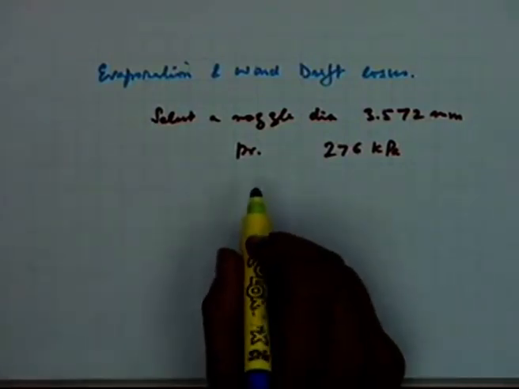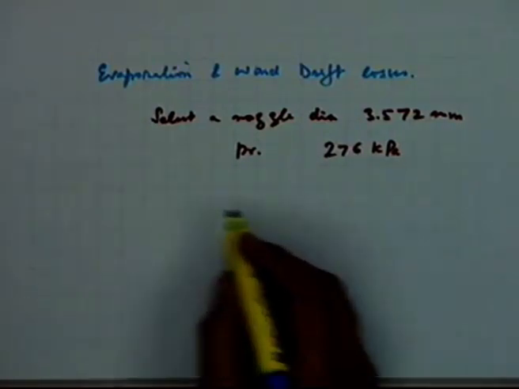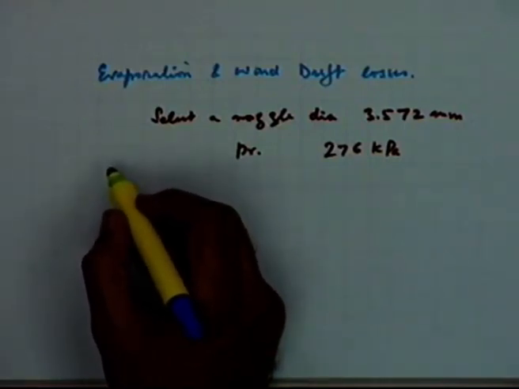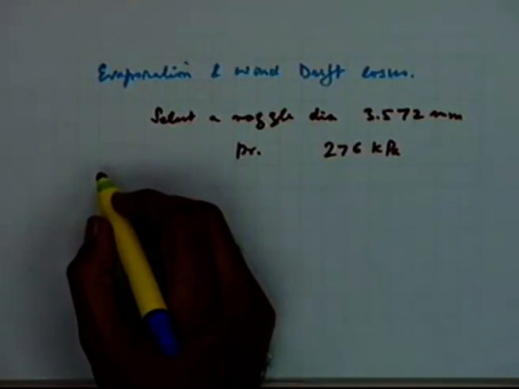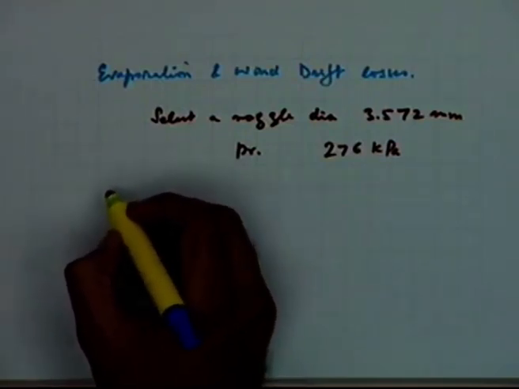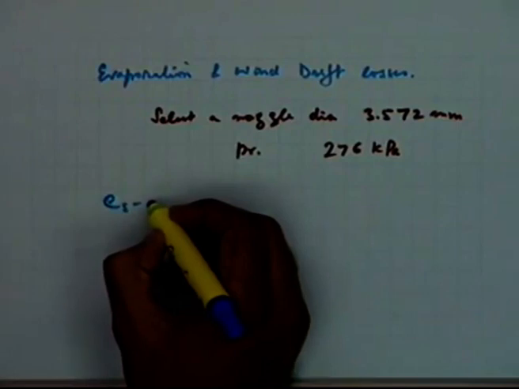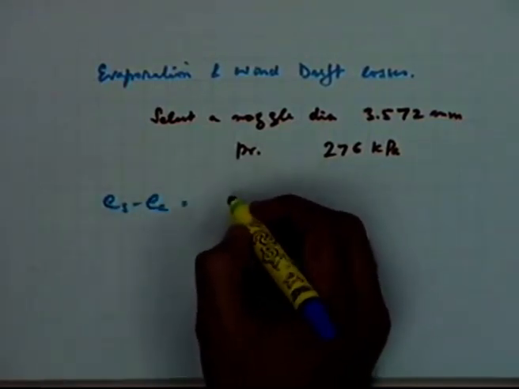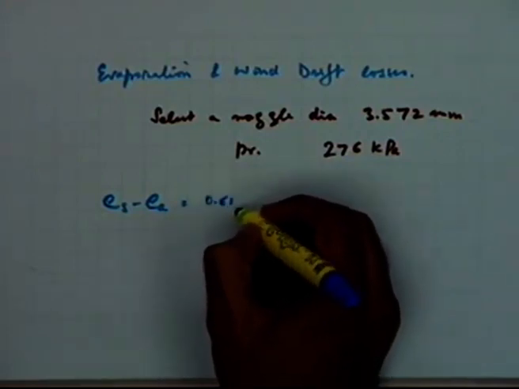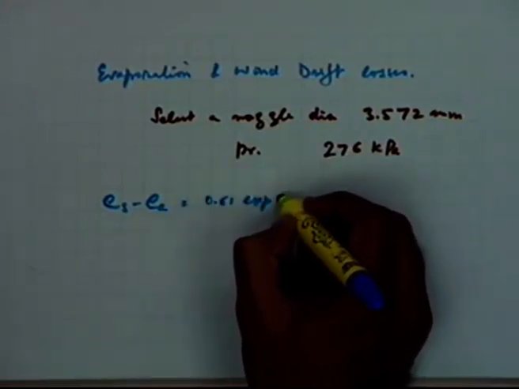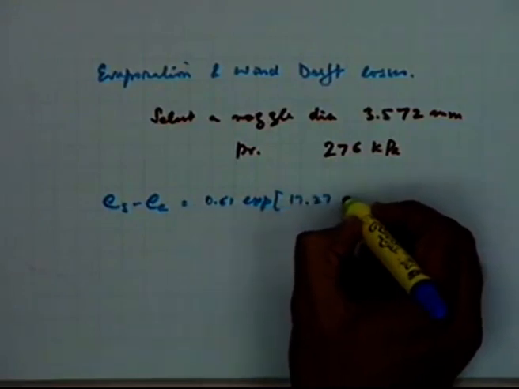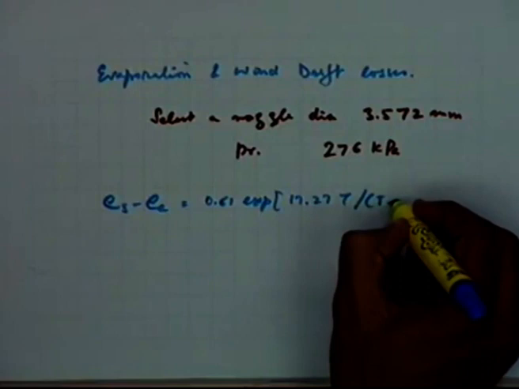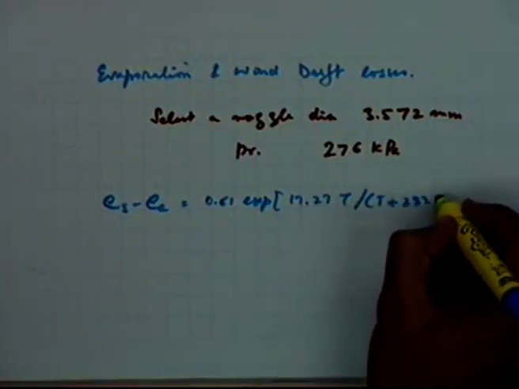Now let's find out the evaporation and the wind drift losses. To do that, the expression which we have for the evaporation and wind drift losses, you need in that expression the vapor pressure deficit, which we had expressed as into T divided by T plus 237.3.